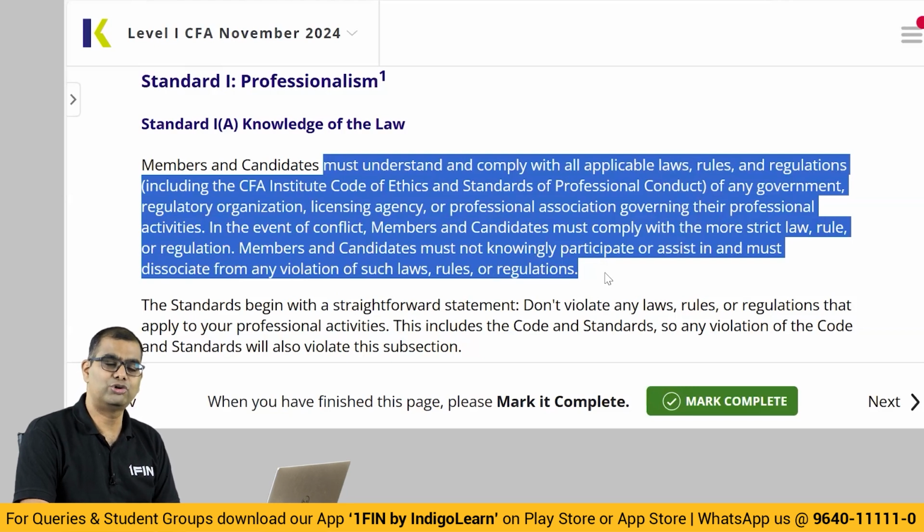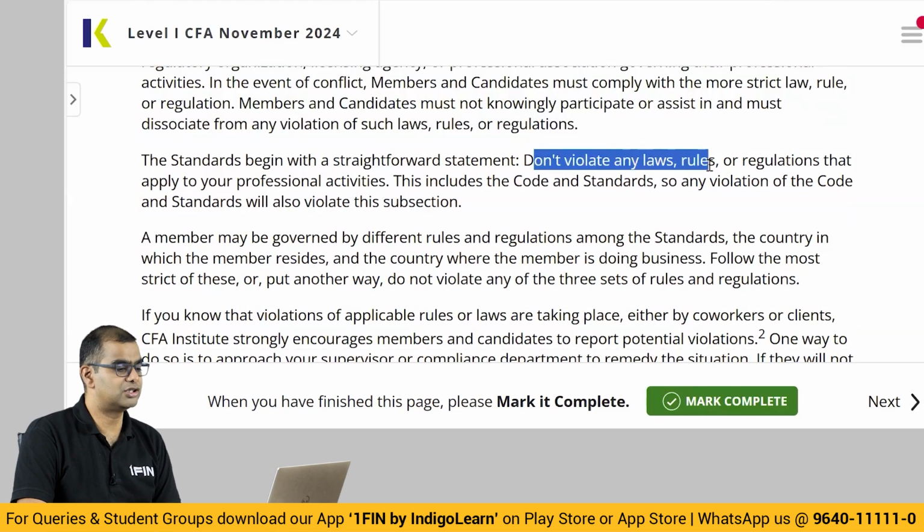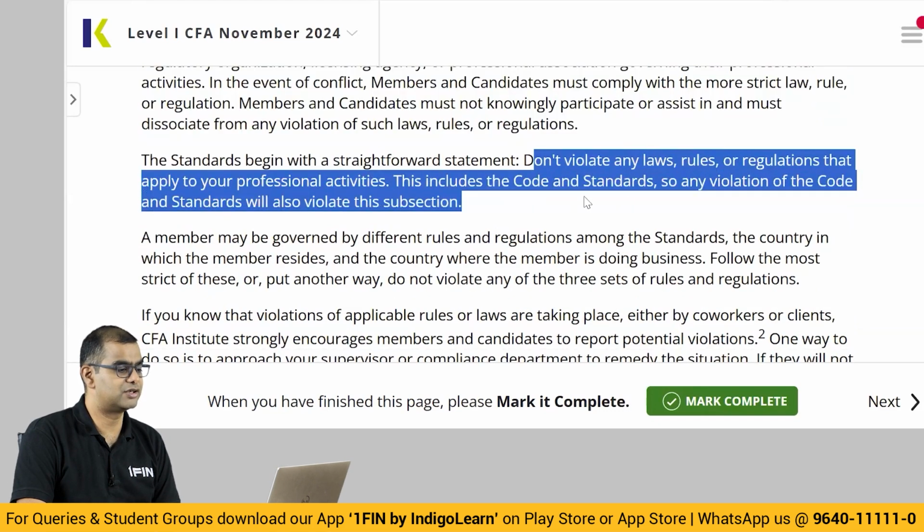And you cannot participate in anything knowingly or unknowingly. If you come to know that something has happened unknown to you, you must move away from it and then take suitable legal action. Don't violate any laws, rules or regulations that apply to professional activities. This includes the codes and standards. So any violation of the code will also violate this subsection.